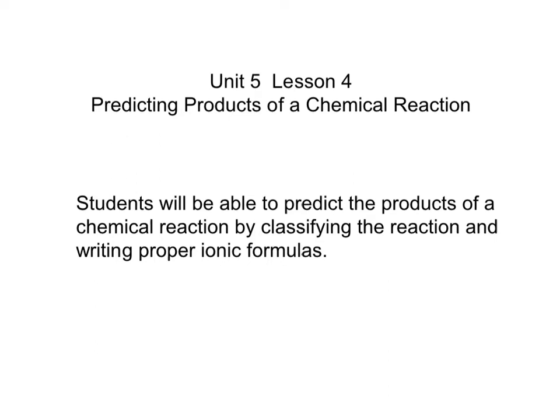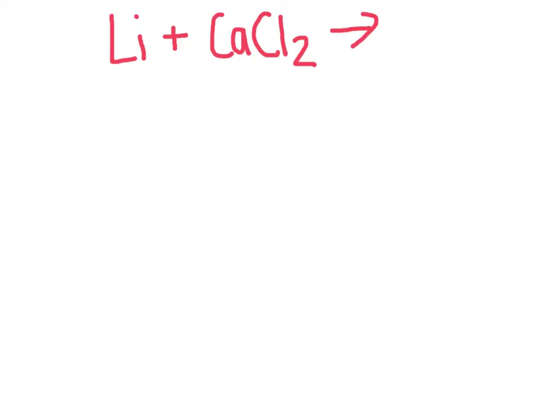For Unit 5, Lesson 4, titled Predicting Products of a Chemical Reaction, our objective is that students will be able to predict the products of a chemical reaction by classifying the reaction and writing proper ionic formulas. So if our skill is that we want to be able to predict the products of a chemical reaction, you would basically just be given the reactants, which are lithium and calcium chloride, and you'd be asked to figure out the products. You need two skills in order to be able to do this.